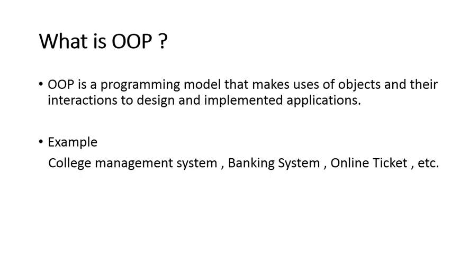Now let's define object oriented programming. This is a very simple definition. Object oriented programming is a programming pattern or model that makes use of objects and their interaction to design and implement applications. Let's see one example to make it clearer: a banking system.